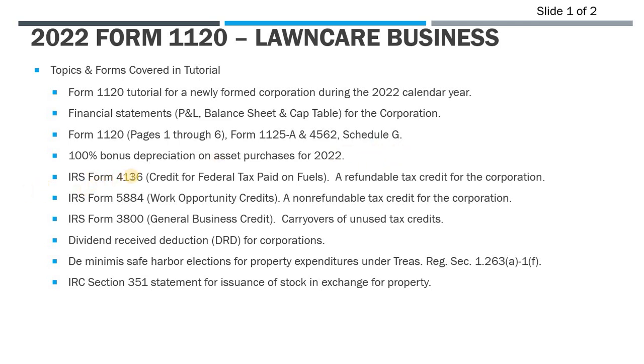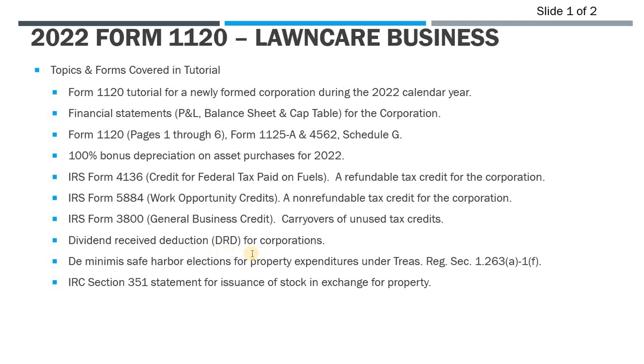Act. We'll also get into the Form 4136, the credit for federal fuel taxes paid. This is a refundable tax credit for the corporation. And then we'll also look at the work opportunity tax credit, on Form 5884, and that is a non-refundable tax credit. You'll see a key distinction between these two, because the company will be in a net operating loss position, and so it'll change how we account for these credits in the current period. Form 3800 is the general business credit form. This has to be completed along with the work opportunity credit, and it's also important because it's what we use to document the carryover of our unused non-refundable credits.